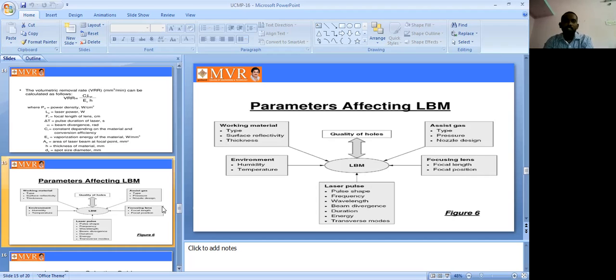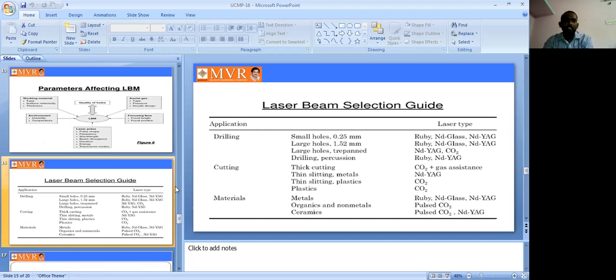Next one is the laser beam selection guide. See here, the laser beam selection guide. Based on the operation, we can choose the laser beam. First of all, see the applications: drilling, cutting, and materials. For each, we can see which kind of laser type we can use in the drilling operation, cutting operation, and materials.